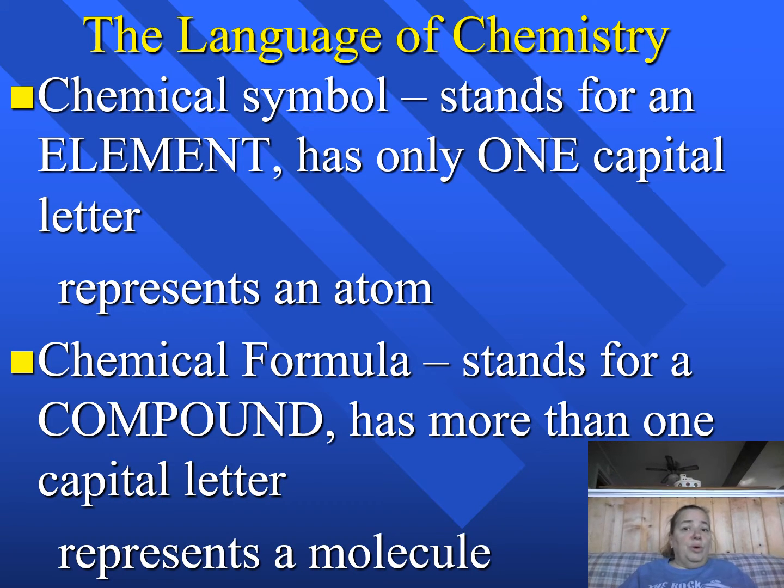So since it has more than one element in it, it's going to have more than one capital letter in it. So NaCl, the N is capital, the a is lowercase because that's sodium, C is capital, l is lowercase because that's chlorine. So if you remember that the second letter is lowercase, you'll know it's not Ci.